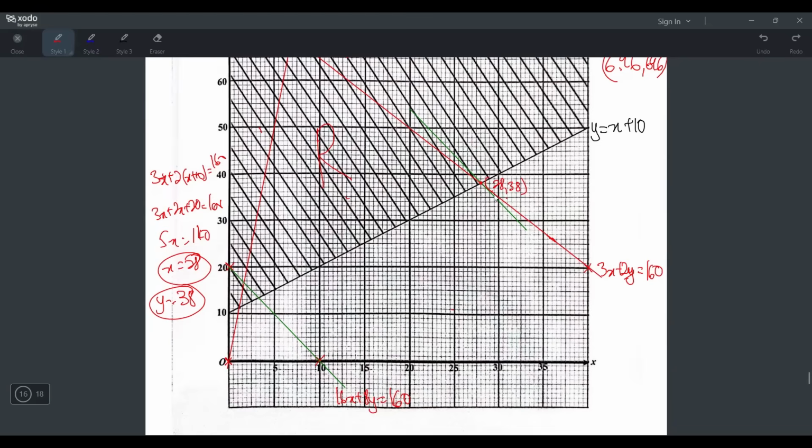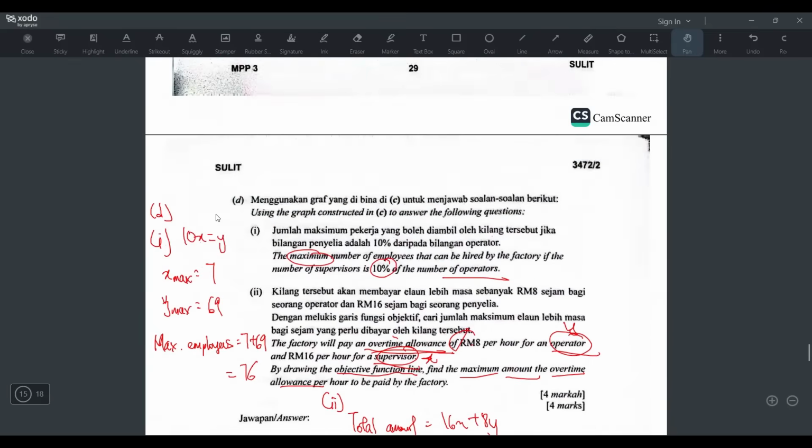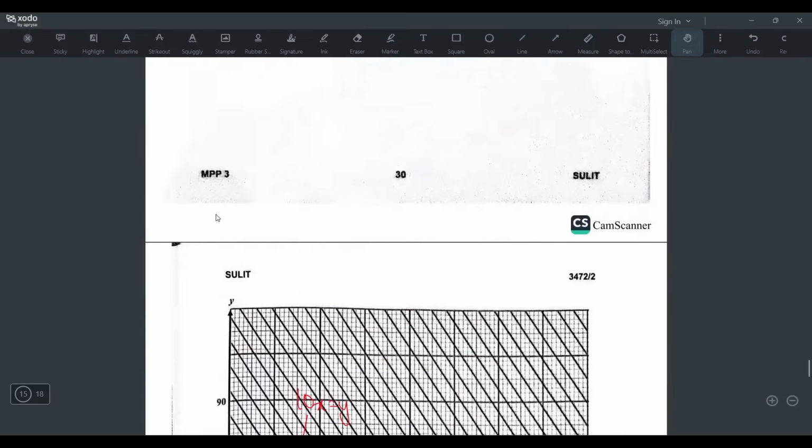There's no dash line here. So actually that's the maximum, 28, 38. So that's why that point is the point we will take, right? So this is how I will do it. Okay, that's all. I will continue.